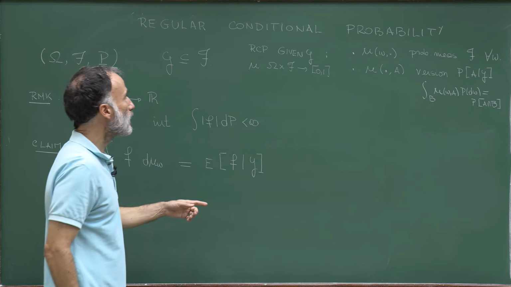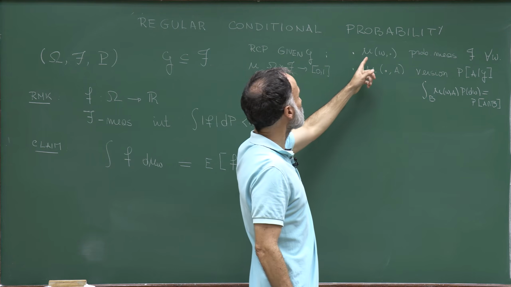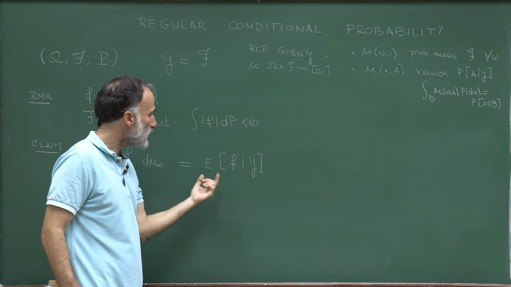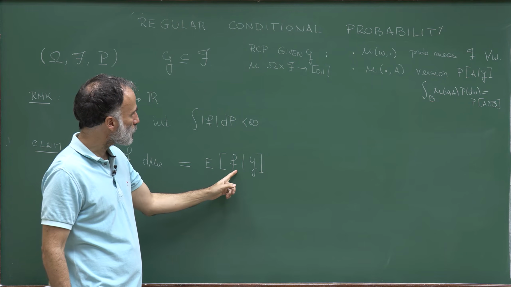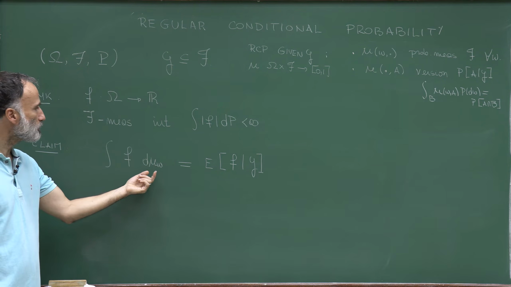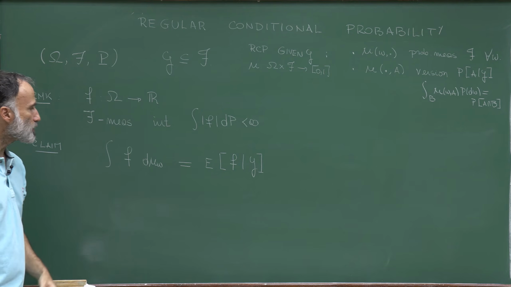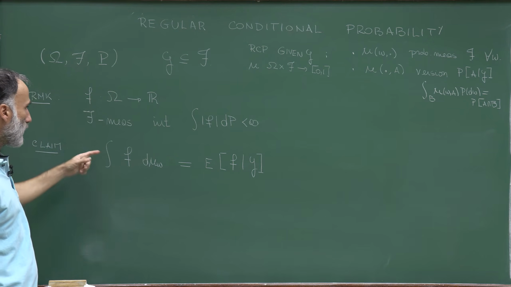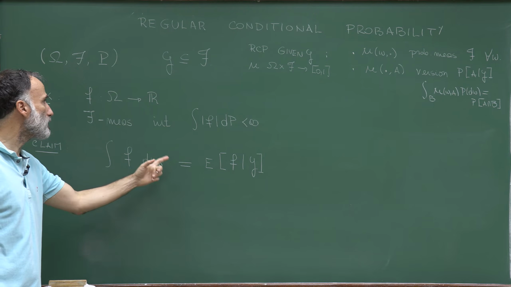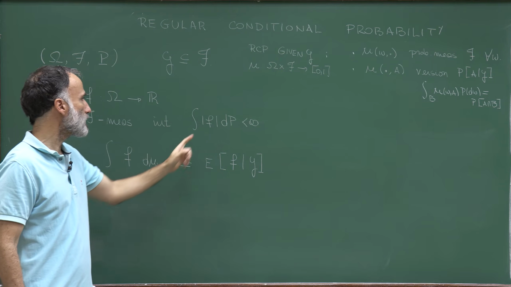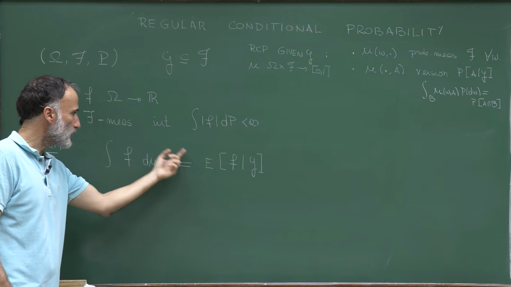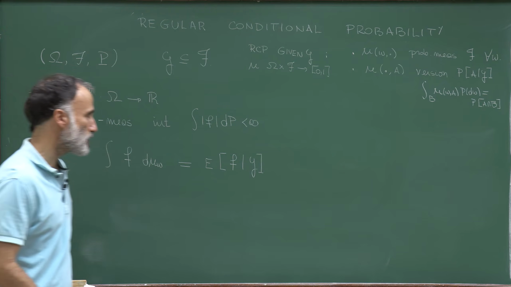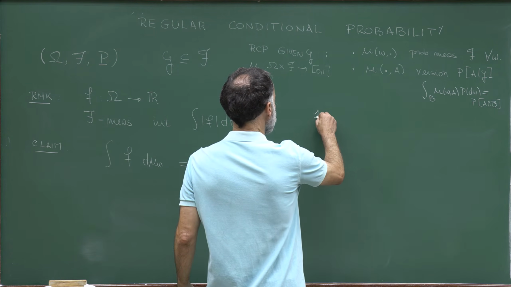So once I have a regular conditional probability, I can express any conditional expectation in terms of an integral with respect to this regular conditional probability. So this is what I claim, and I claim that this is well defined, provided f is integrable, and moreover, that we have this identity. And how do we prove this claim? We go step by step, as we do usually.